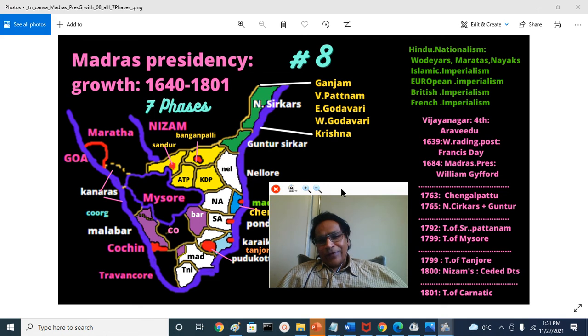And the earlier phases, you can look at 0. I started with 0 broader instructions. Then there are 7 numbers, 0 to 7, actually 8. The 8th number, that is the 9th in the series, represents the final 7 phases in the fascinating journey of the growth of Madras Presidency from the 1640s as a small trading post given by the Aravidu kings of the Vijayanagara Empire to Francis Day. How it got enlarged, that is the story.